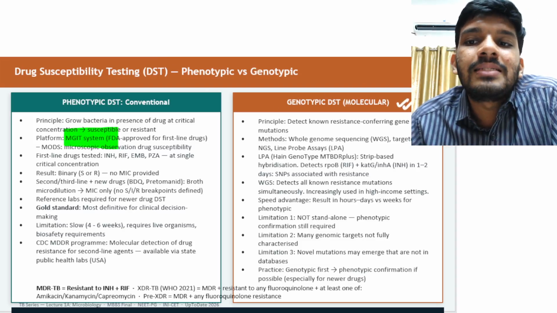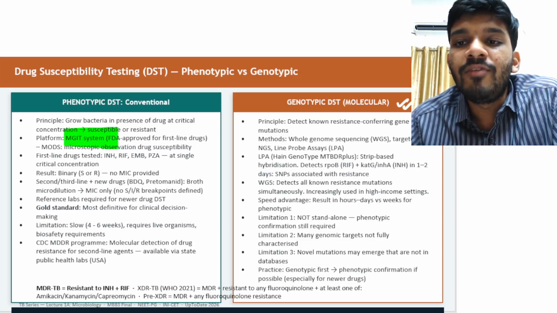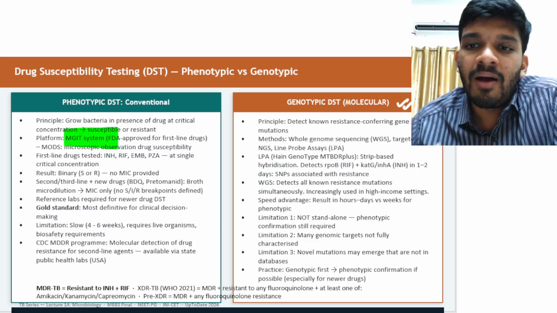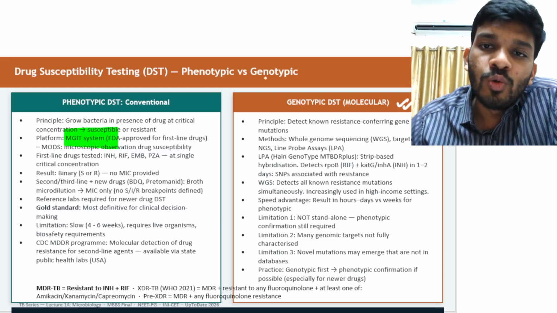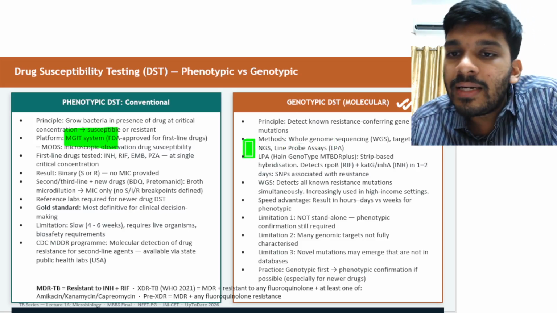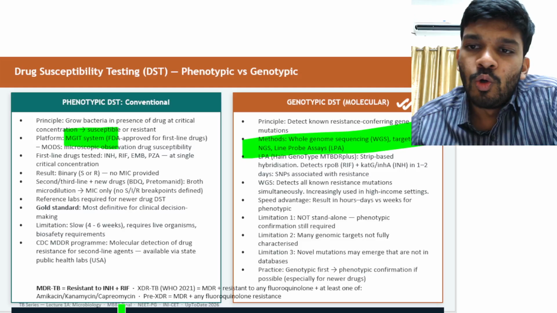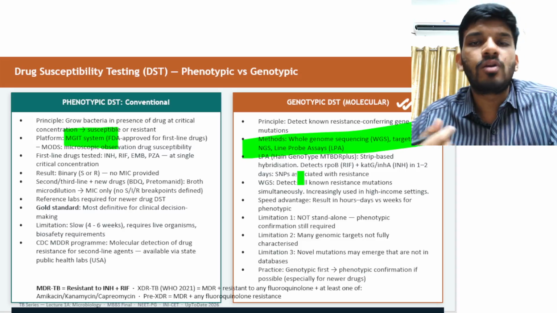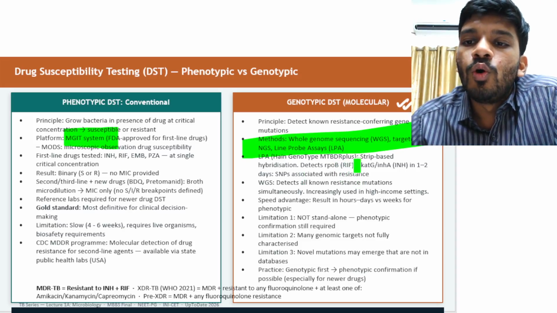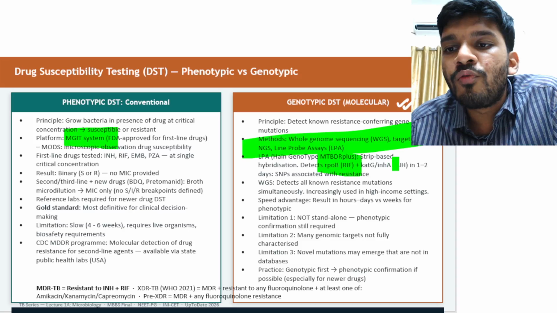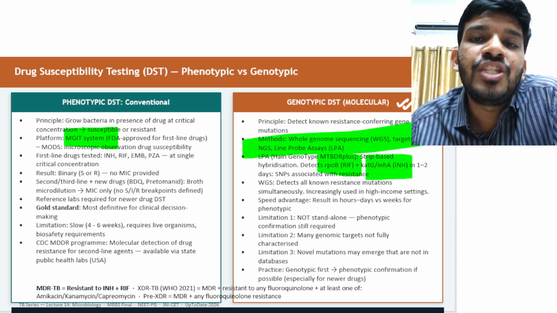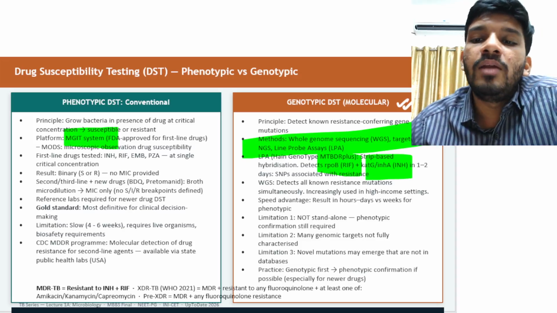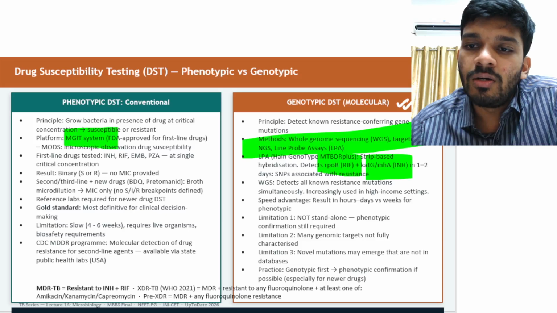Okay, your GeneXpert is an example of a genotypic drug susceptibility testing where you know that rpoB gene mutation causes rifampicin resistance. So you can use whole genome sequencing or targeted NGS or line probe assays to look for certain mutations. So if you do a simple line probe assay, which is the common one that we are doing now, you look for rifampicin resistance, you look for isoniazid resistance using katG and inhA.